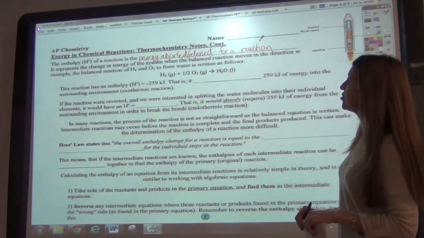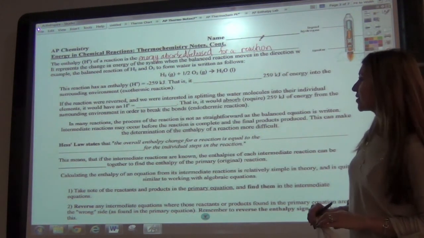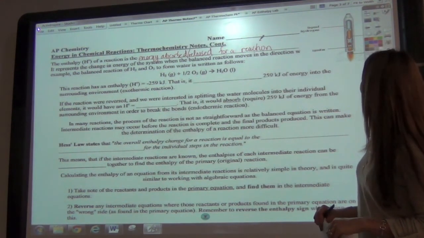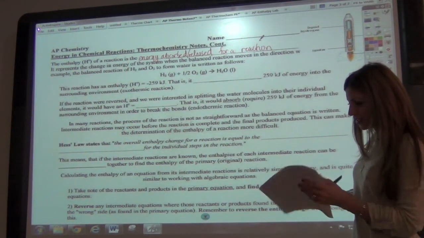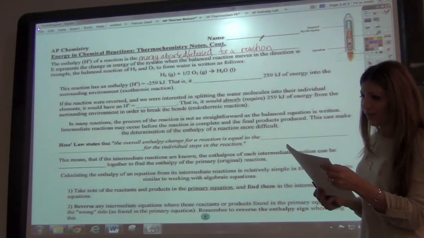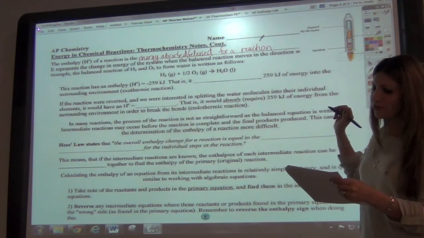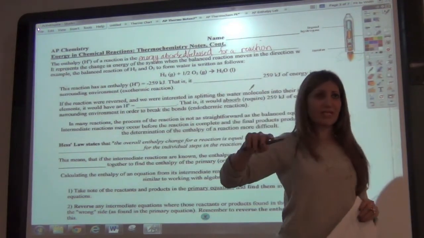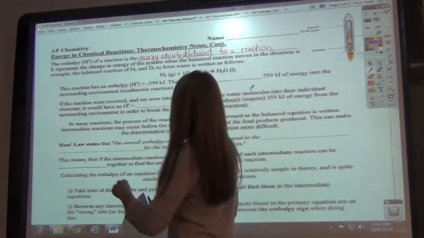It represents the change in energy of the system, where the balanced reaction moves in the direction, something. For example, the balanced reaction, yours probably says it on here, moves in the direction, okay, good. So in the direction written. For example, the balanced reaction of H2 and O2 to form water is written as follows. And I'm going to show you this reaction. We're going to do this together. So it does provide a big explosion, so I'll show you that later on also.